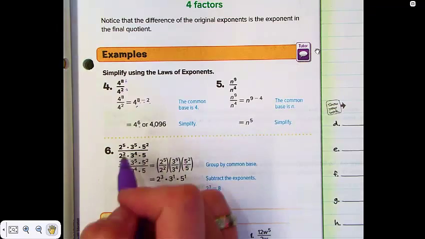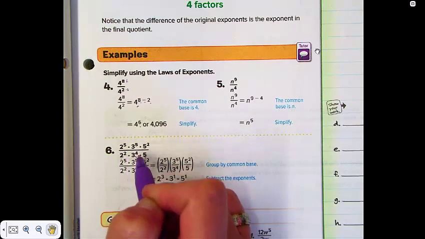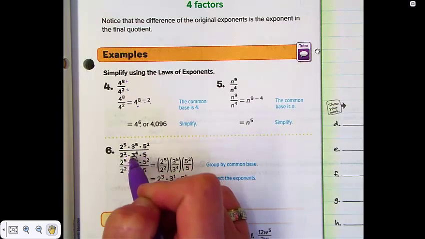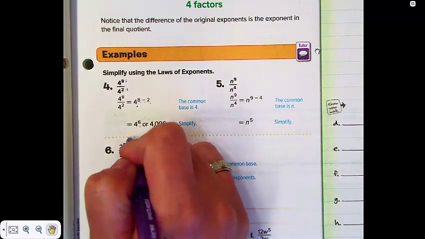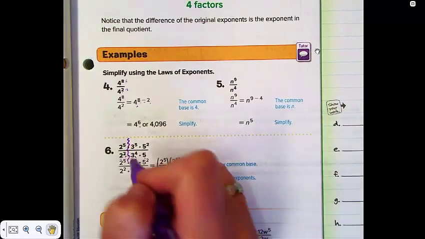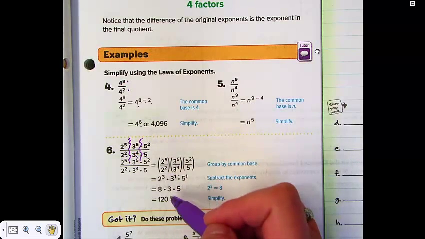What they've done is that they've given you several different common bases. You have 3 different common bases in this one. You have a 2, you have a 3, you have a 5. So we can break that up. There would be a break here, and there would be a break here, which is what they've done down here. They've just separated it all out.